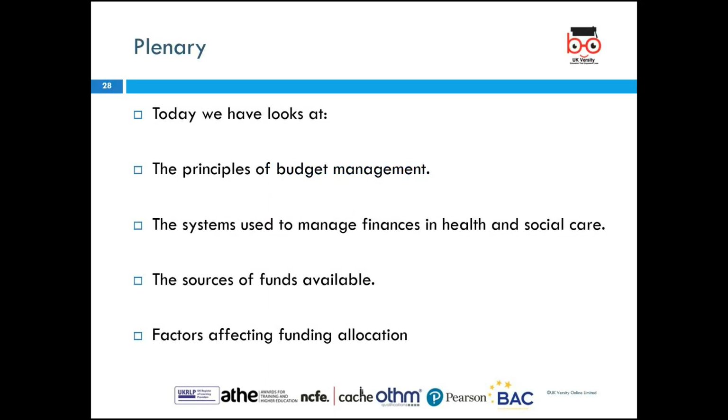So in total, we've looked at the principles of budget management. We looked at the systems used to manage finances, sources of funds, and then the factors affecting funding allocation. So are you okay with the overall on this learning outcome 4? Yeah, I'll go back over it later. Brilliant. To be honest, it's one of those that is good to go back over because it's got so much terminology in it, and it's nice to put those terms within your assignment too.